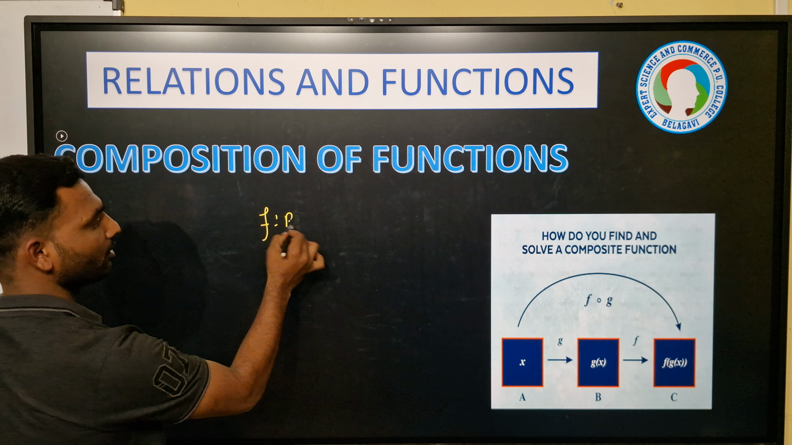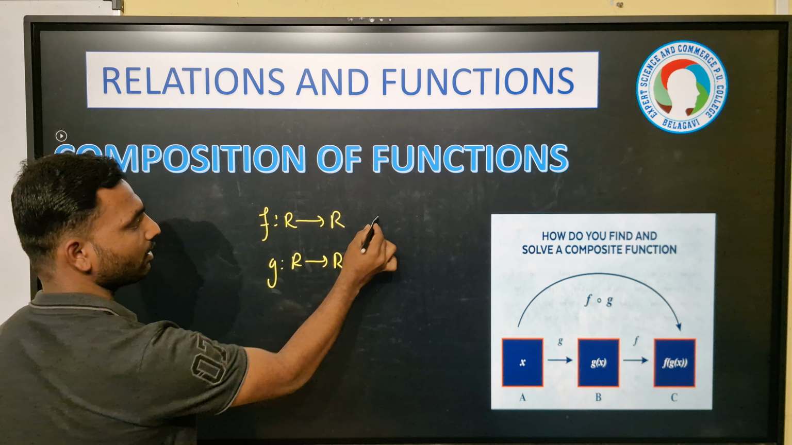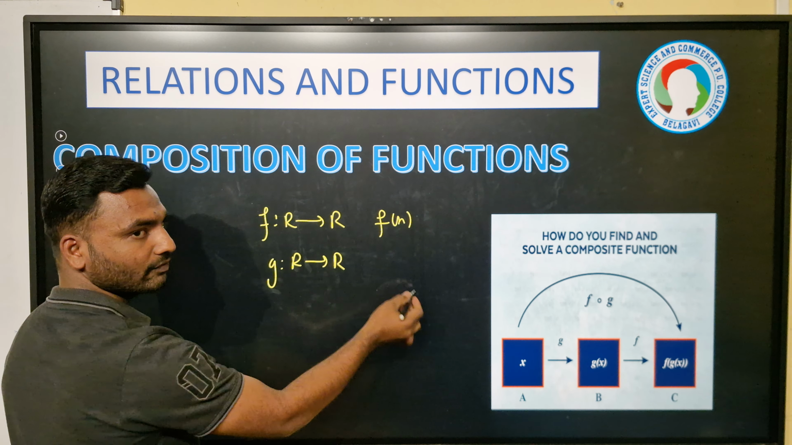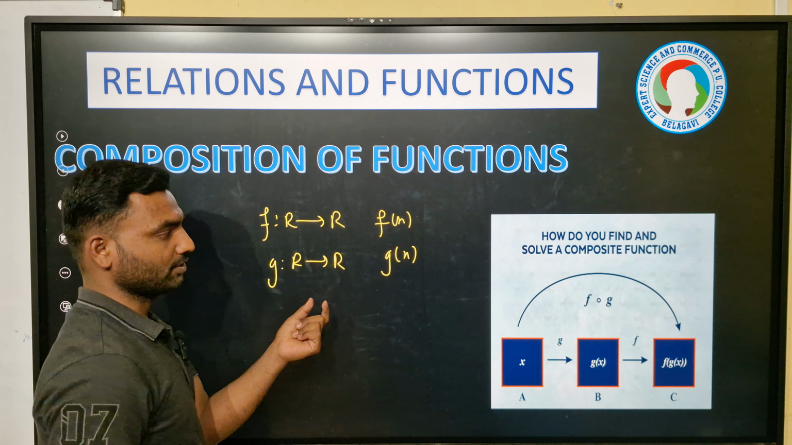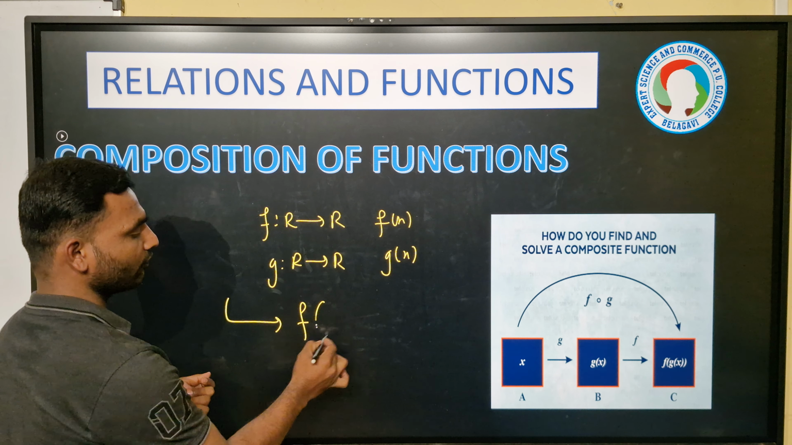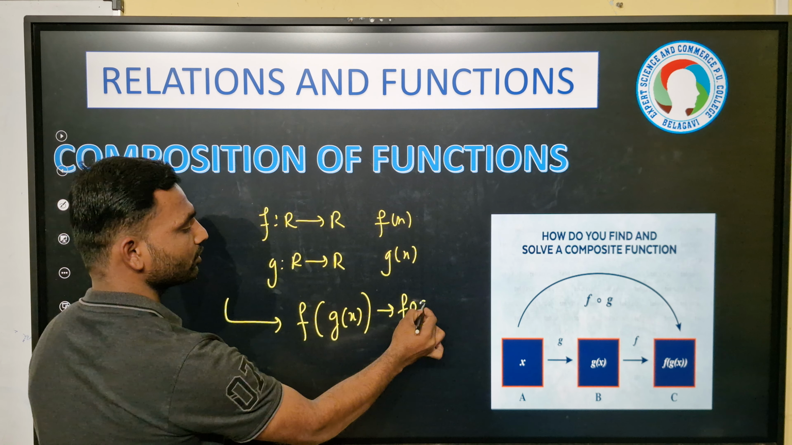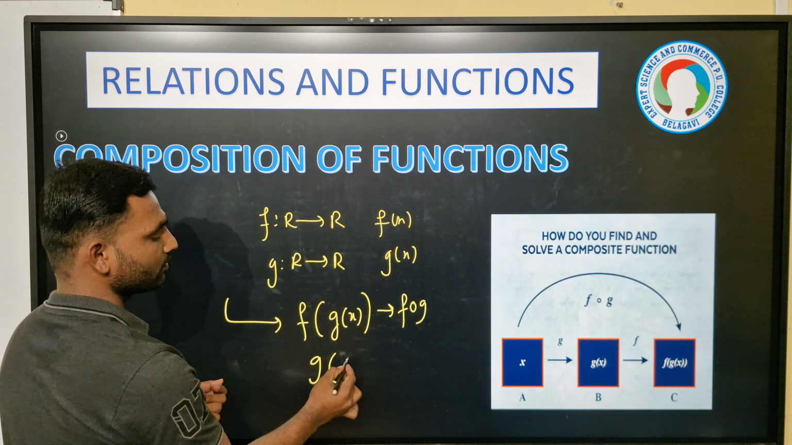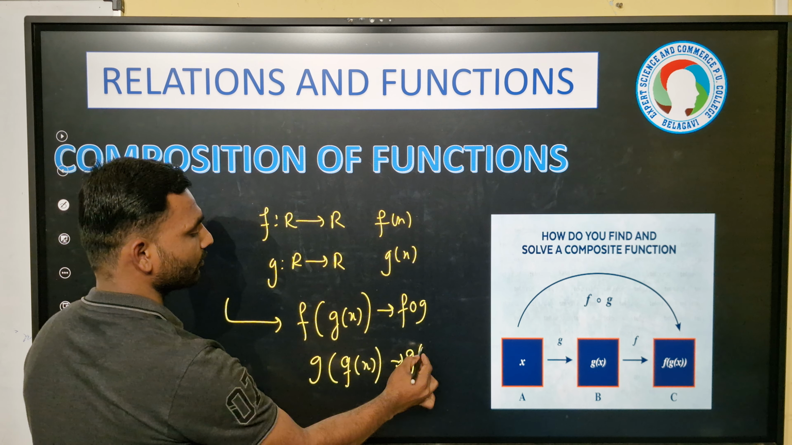f is a function from R to R and g is any function from R to R, and f of x is one function and g of x is another function. Both are real functions. We need the composition of those functions, f of g of x. So this is nothing but the composition f of g. And what about this one? g of f of x. This is the g of f.